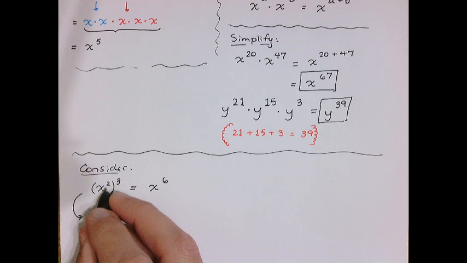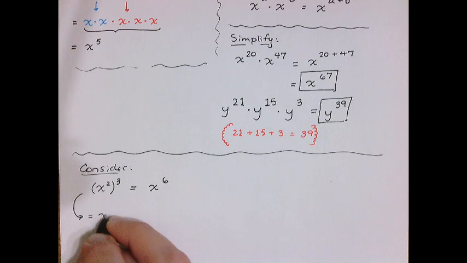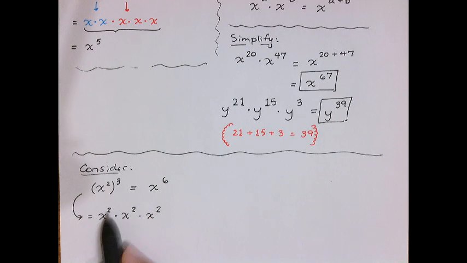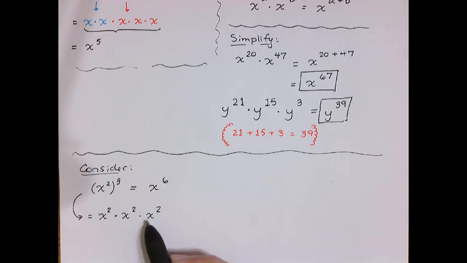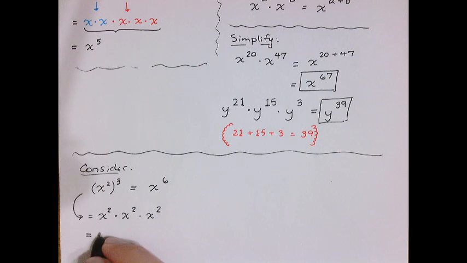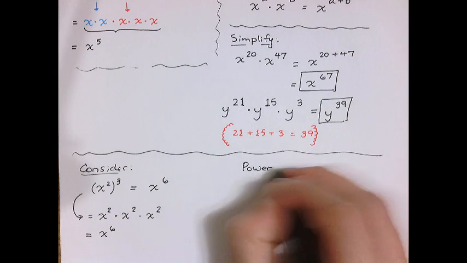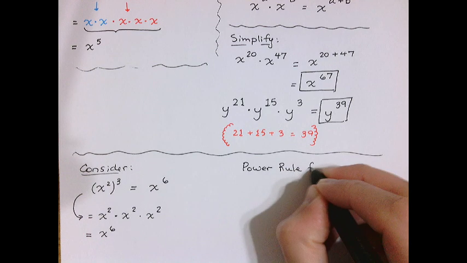When you look at this, this is x squared to the third power, which really means you have 3 factors of x squared. Each of these x squares means you have 2 factors of x. So you've got 2 here, 2 here, and 2 here. So you have 3 sets of 2. And when you have 3 sets of 2, that leads to multiplication. If you've got 3 pairs, you have 6. So that's how we get x to the 6th. We're breaking this down. We see that this is 3 sets of 2. And that leads us to what we call the power rule for exponents.